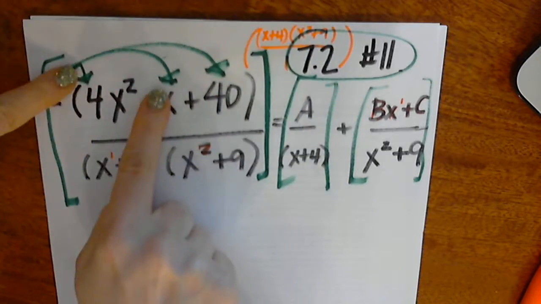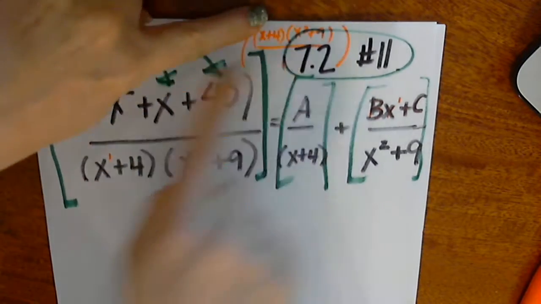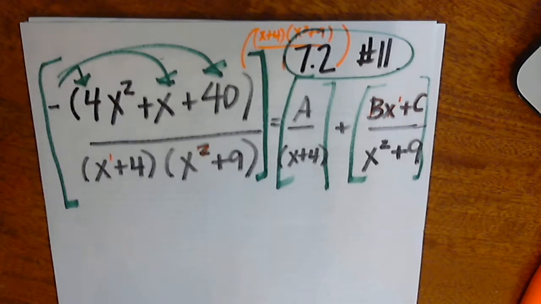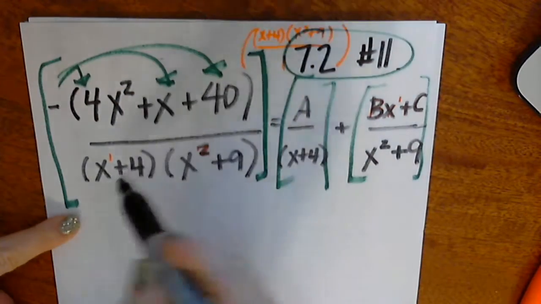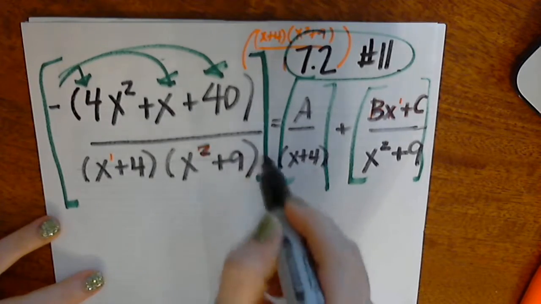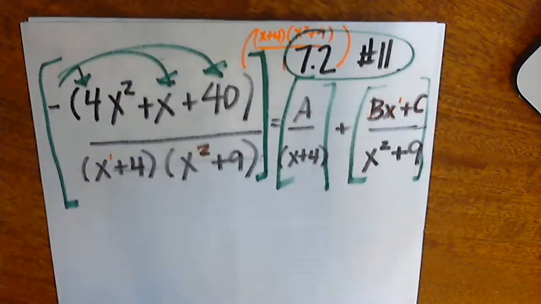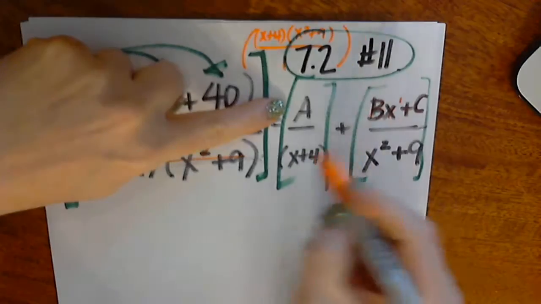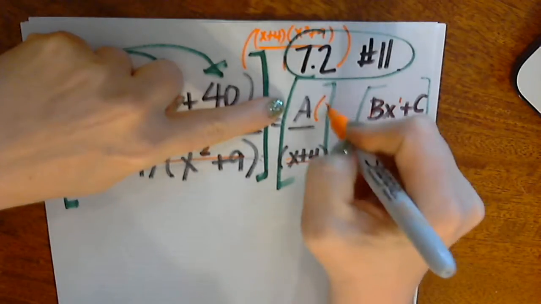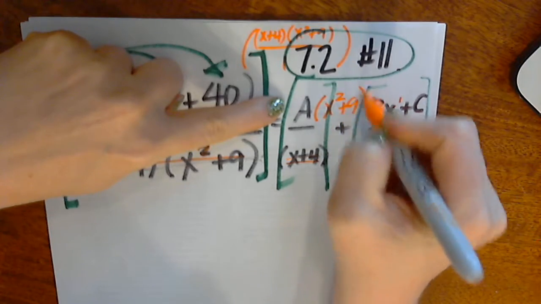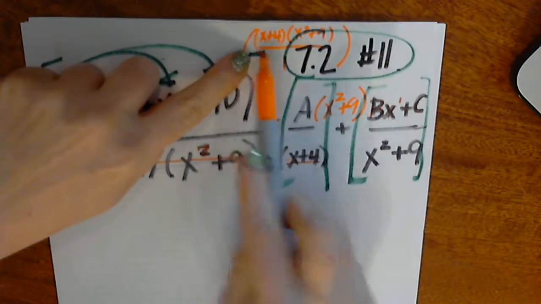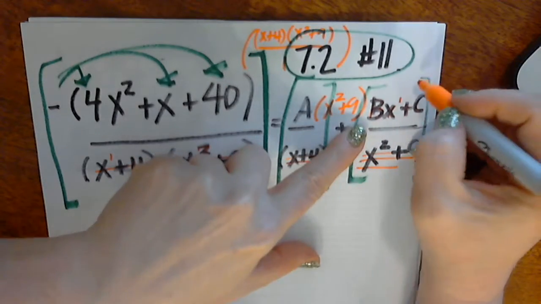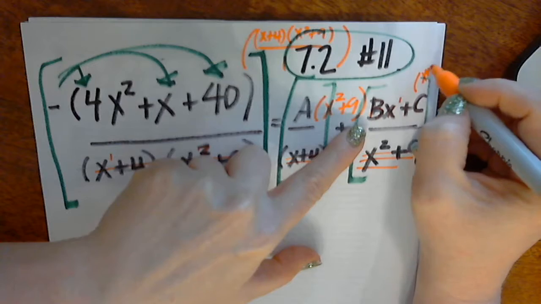Now, just pretend I'm writing this term 3 times. This is going to multiply to all 3 terms. Now, what we're doing is we're simplifying our fraction. So when this multiplies, the denominator cancels. When this term multiplies to the A term, the x plus 4 cancels, but the x squared plus 9 shows up. When we take the same term and multiply it to the Bx plus C term, the x squared plus 9 cancels, but we have an x plus 4 show up.